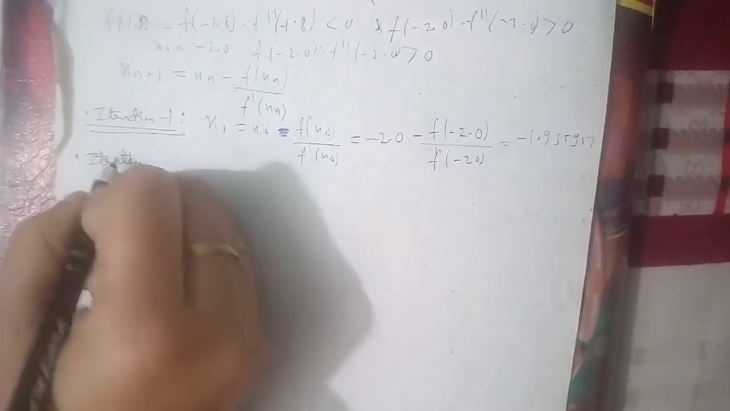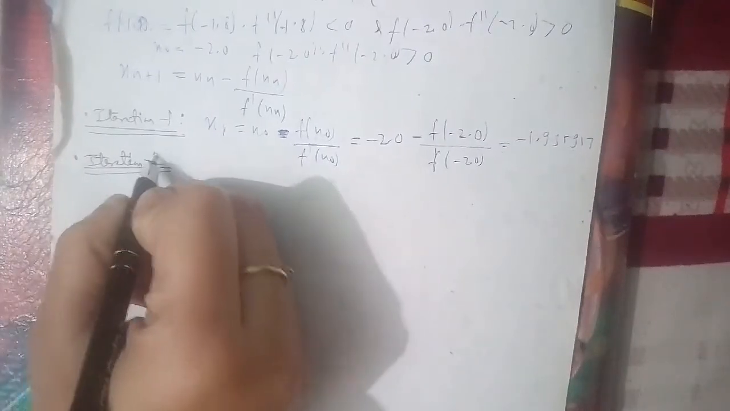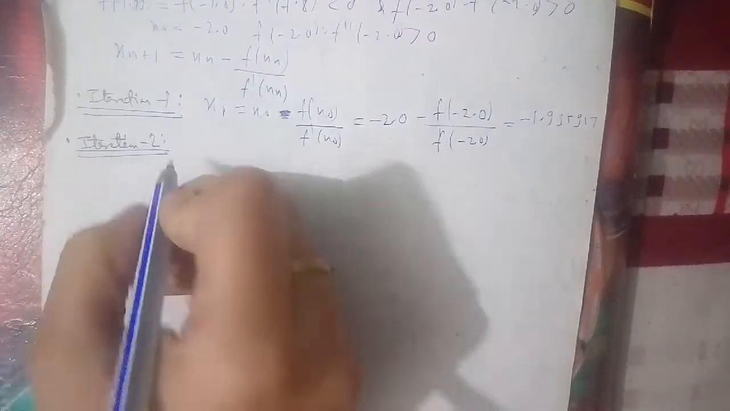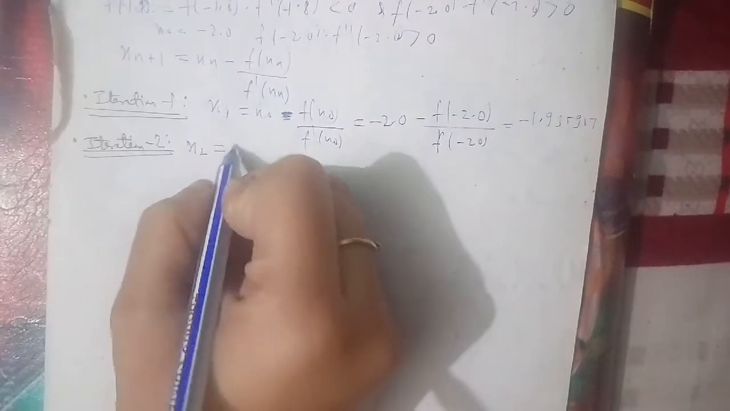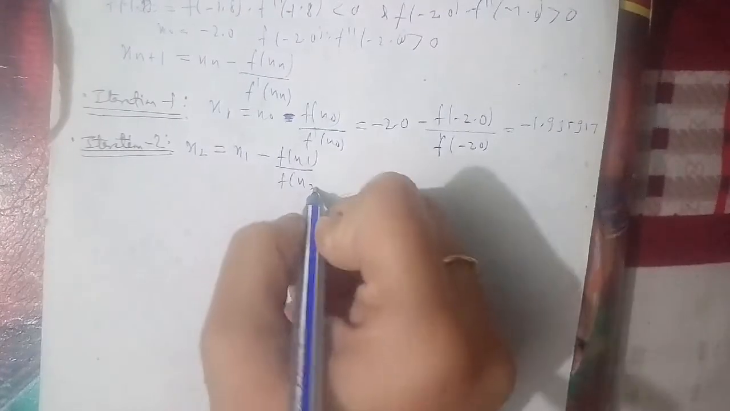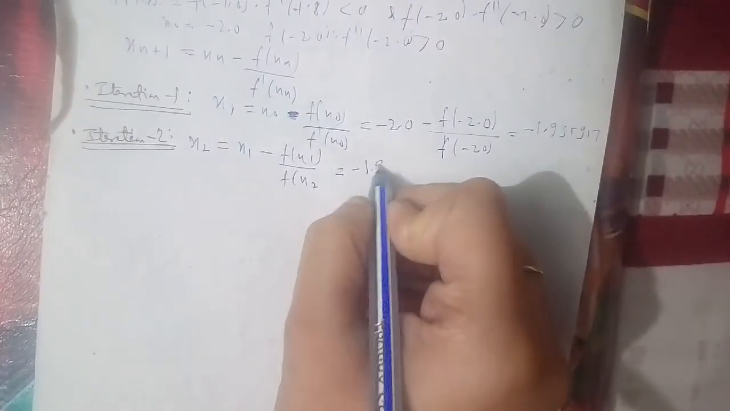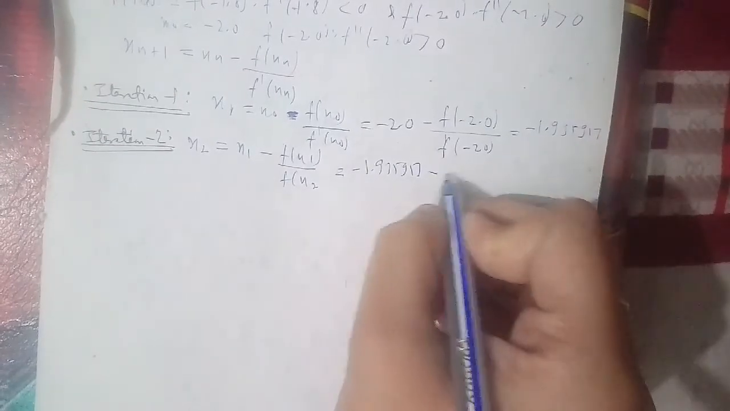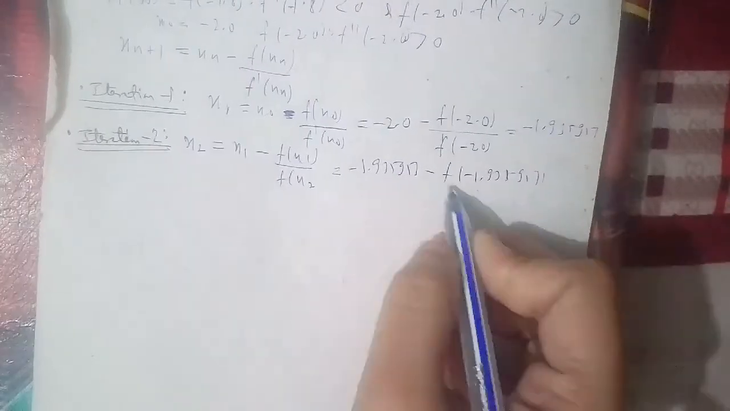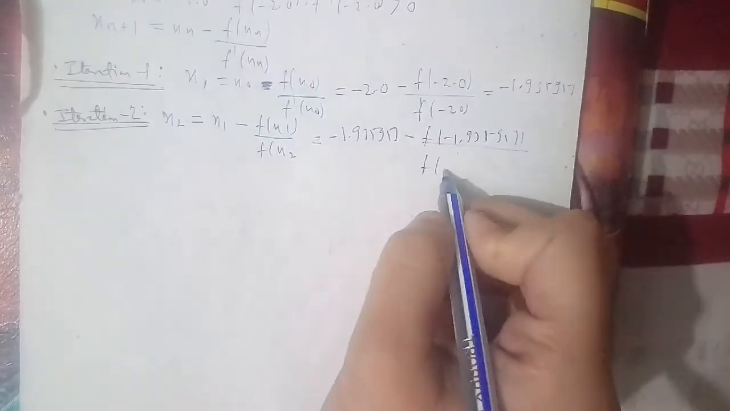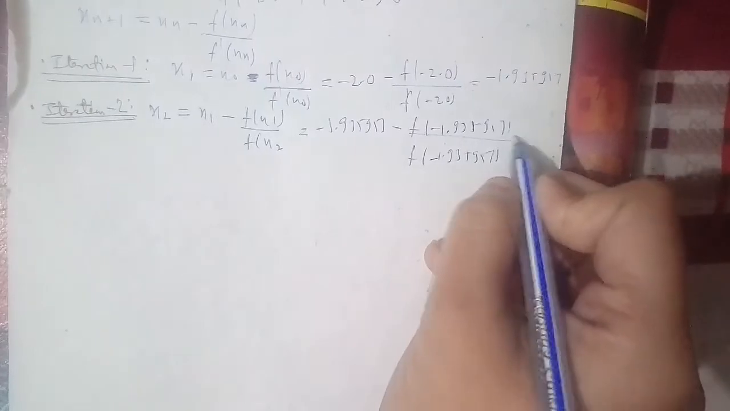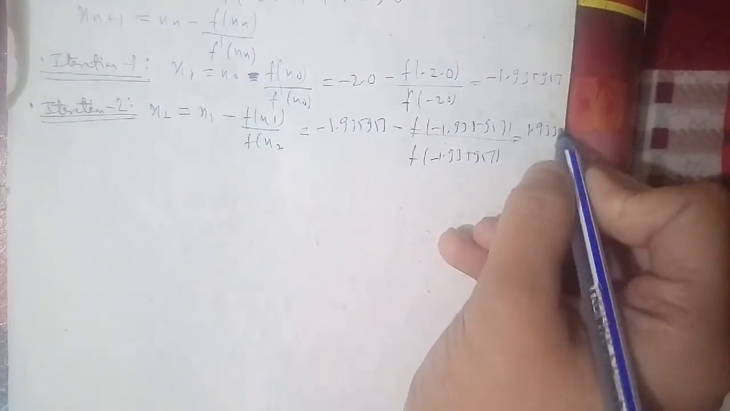For iteration 2 it will be x2 is equal to x1 minus f of x1 upon f dash of x1, minus 1.935951 minus f of minus 1.935951 upon f dash of minus 1.935951, which is equal to minus 1.933756 we have. For iteration 3 we go ahead here, and that is what we will have to talk about.